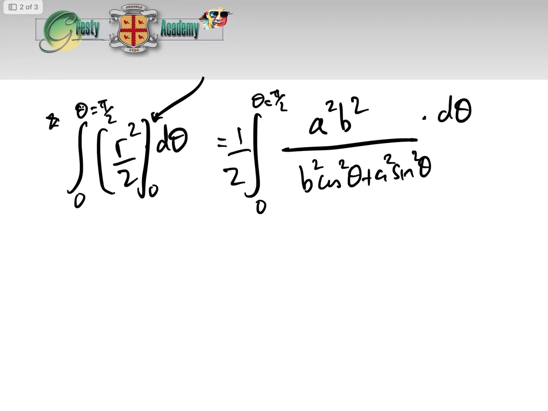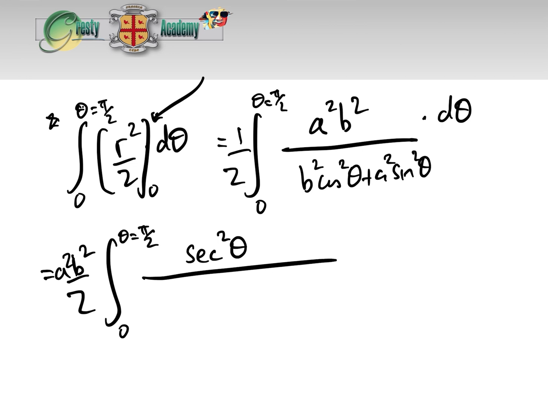Okay, so basically what we need to do here is whenever you've got anything of the form cos squared theta add sine squared theta on the bottom, what you want to do is divide everything by cos squared theta. And the reason being is that, well, we'll see, let's just write it down. So that's theta equals 0 to pi over 2. And we're going to divide top and bottom by cos squared theta. And 1 over cos squared theta is sec squared theta. So that is going to give us, and I'll take the a squared b squared out as well, make it easier, sec squared theta over b squared, because cos squared and cos squared, add a squared tan squared theta d theta. And we can see, why are we doing this?